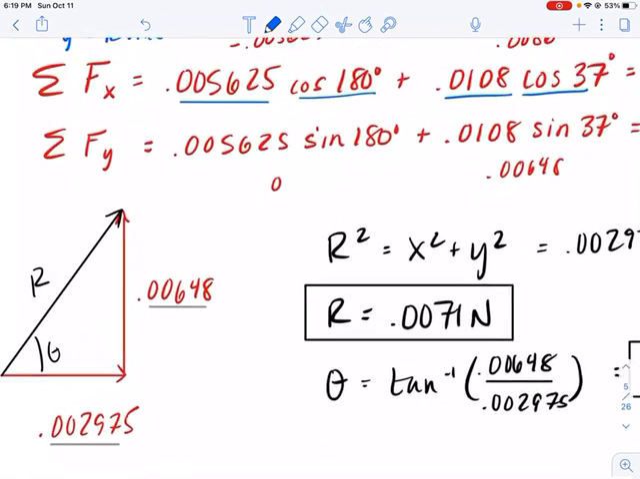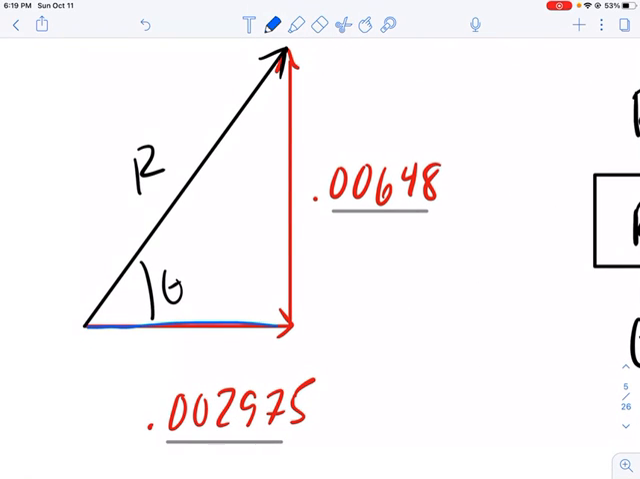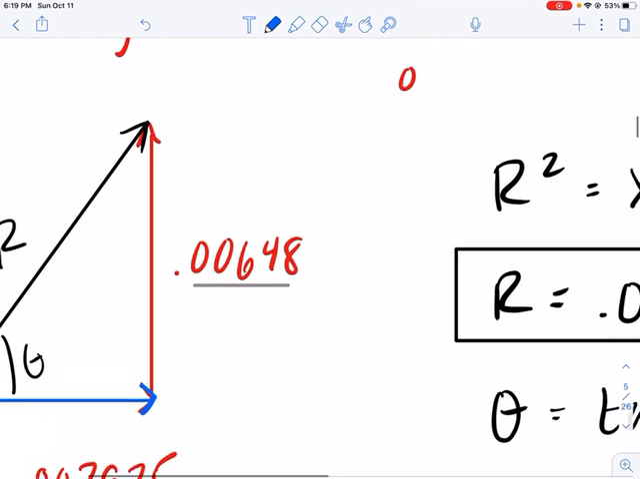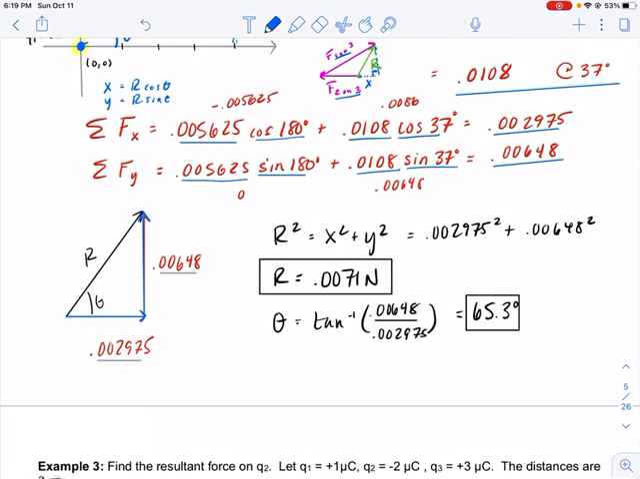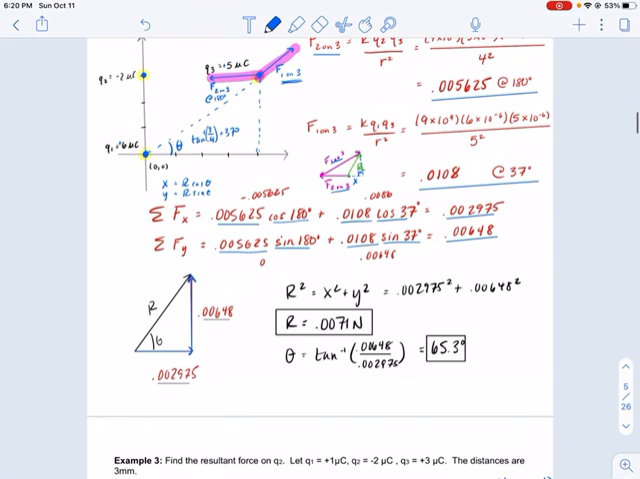0.002975. And I've redrawn it down here. Again, the horizontal component is 0.002975. Then I'm going to do the same thing for the y components. So I'm taking the length of the vector times the sine of the angle, the length of the second vector times the sine of the angle, adding those components together, and I get 0.00648. And that is my vertical component of my resultant vector. Now I can use the Pythagorean Theorem and inverse tangent to find r and theta. So r will be 0.0071 and theta will be 65.3 degrees. This is in the first quadrant, so that makes it somewhat easier to figure out.